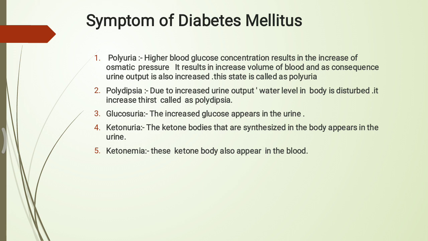Polyuria, polydipsia, glucosuria, ketonuria, and ketonemia. Polyuria means urine output is increased. Polydipsia means thirst increases. Glucosuria means glucose appears in urine. Ketonuria means ketone bodies appear in urine, and ketonemia means ketone bodies also appear in the blood.